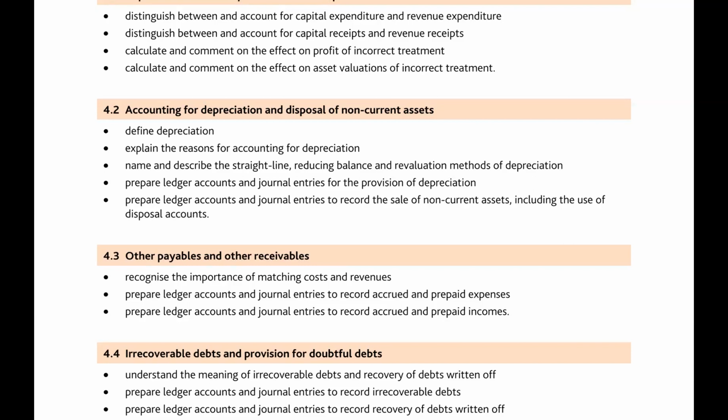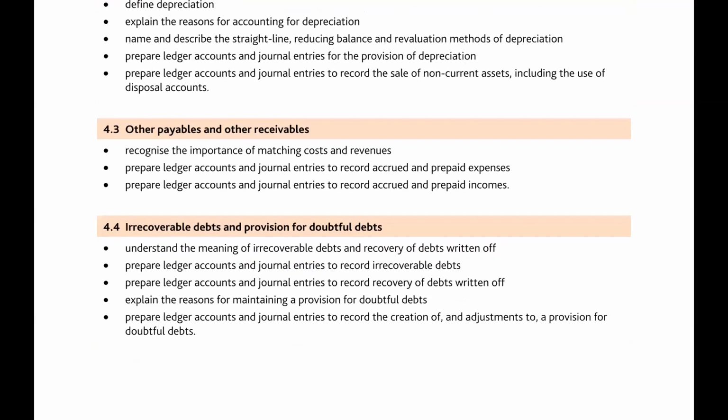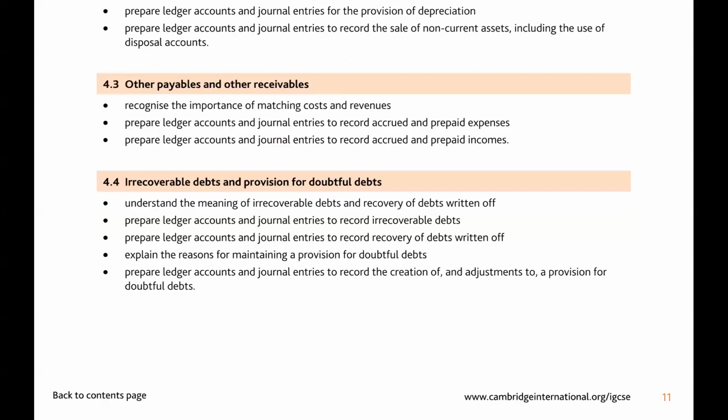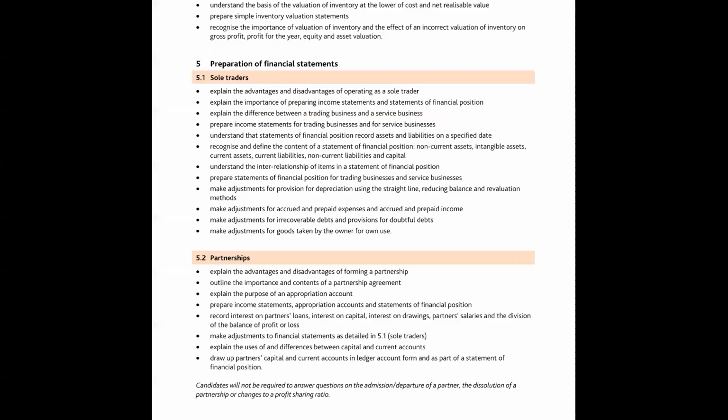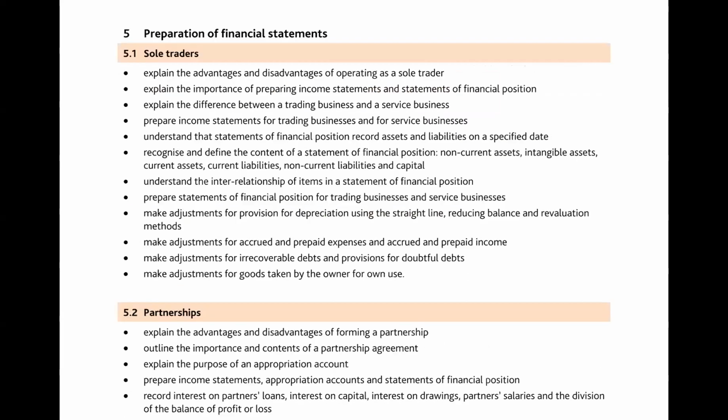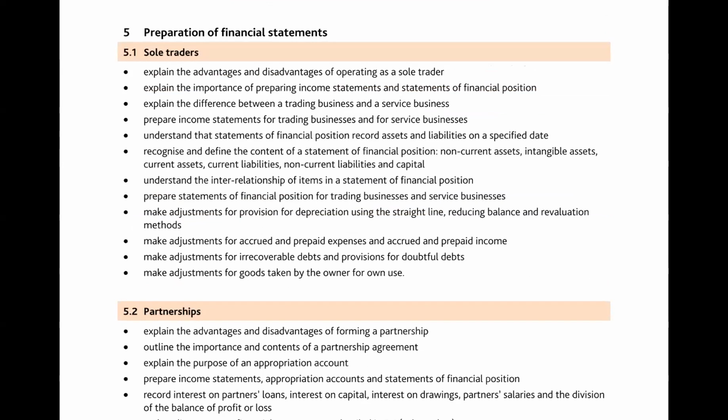Then from there, you prepare the ledger accounts and the journal entries to record the sale of the non-current assets, just the one that I showed you and indicated on the platform. Then we'll look at the other payables, and then you look at the recoverable debts and provision for recoverable debts here. Once we are done looking at those, we will prepare the financial statements in detail.